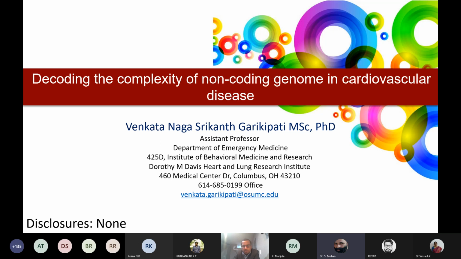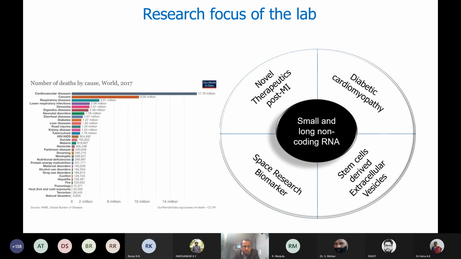Okay, awesome. So thank you for the invite, Dr. Mohan, and Dr. Manjula, for a kind introduction. So my lab is majorly looking into the non-coding genome in terms of cardiovascular disease. So this is a major focus of our lab.